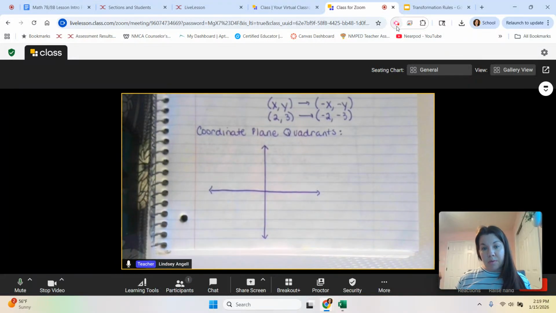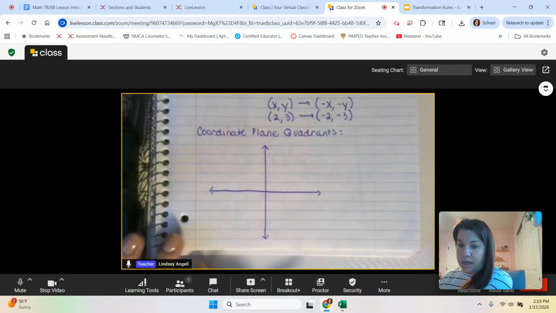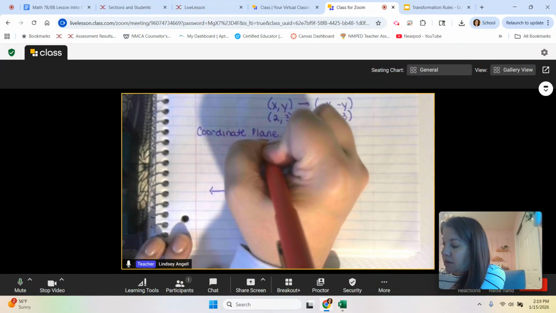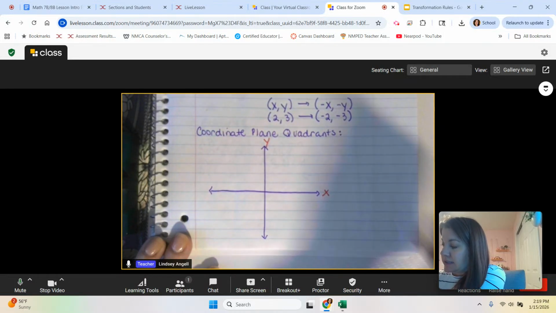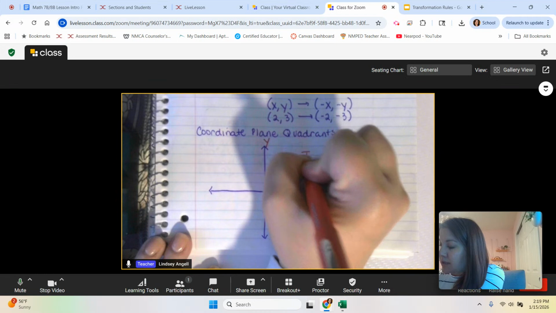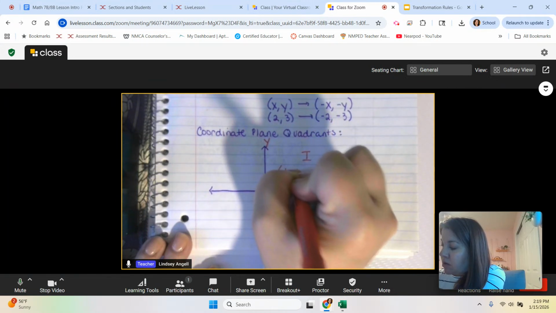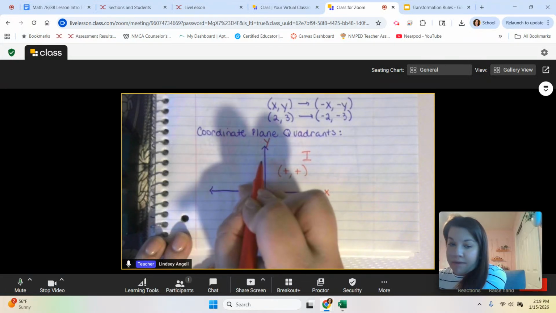So the other thing that we need to think about, and you're going to see this on your test, but also from here on out in your math classes, we need to be able to recognize what quadrant we're in when it comes to the coordinate plane. So remember, this is your y-axis, this is your x-axis. Right here, this is quadrant 1. Everything is positive in quadrant 1, right? All of your x values are positive, all of your y values are positive.